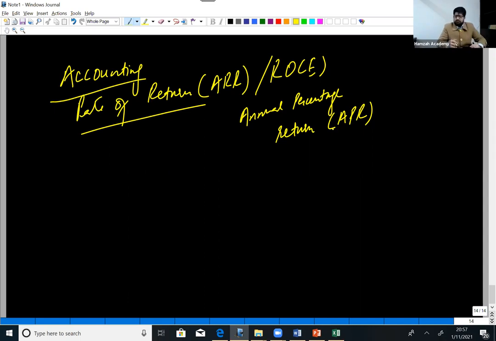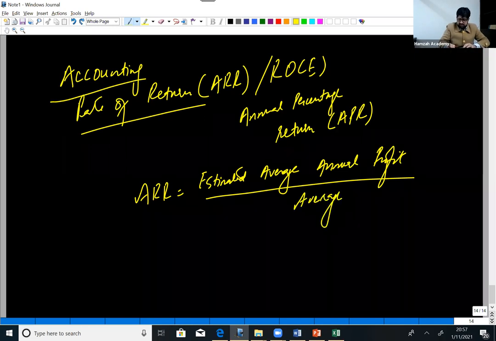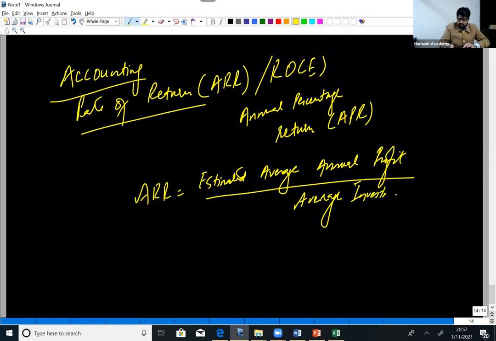So accounting rate of return, how is it calculated? ARR is equal to estimated average annual profit divided by average investment, multiplied by 100.